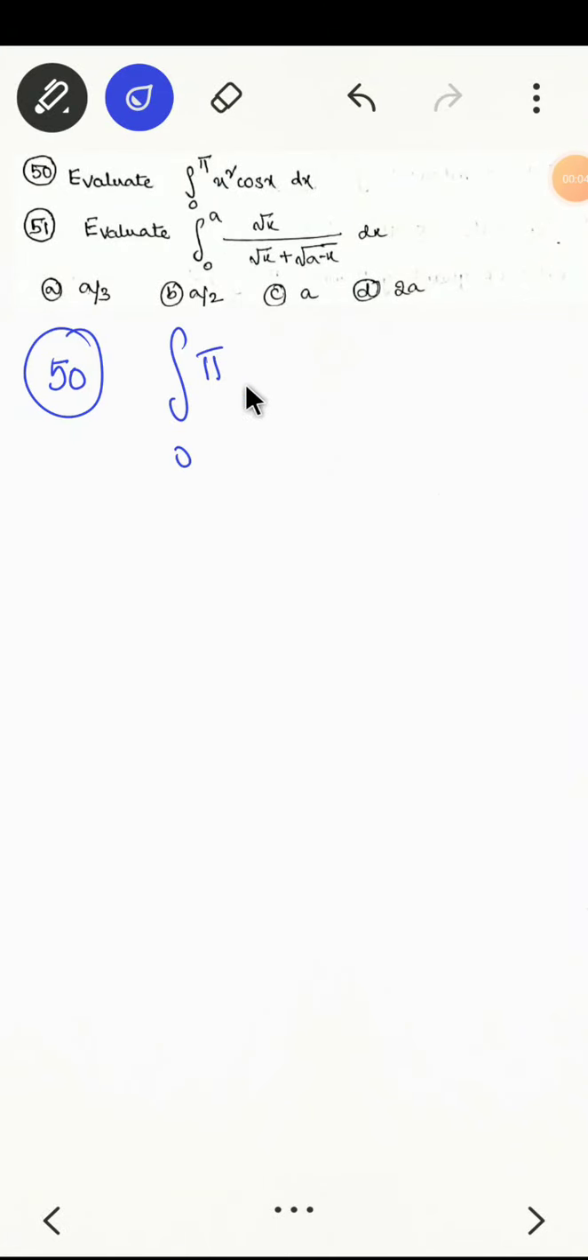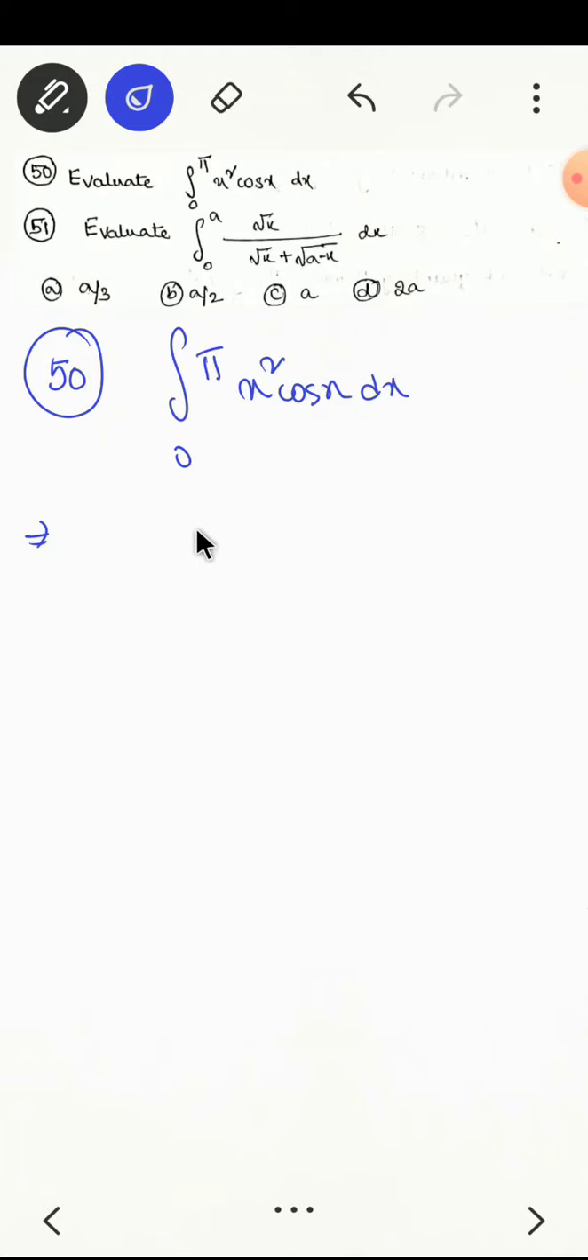Problem 50: integral of 0 to pi x square cos x dx. For such problems you can go with the UV method, or before doing that, you can just check whether it is an even function or an odd function. Why am I telling you this?